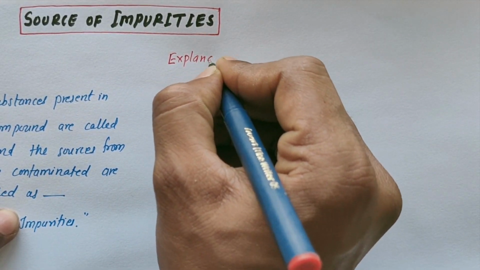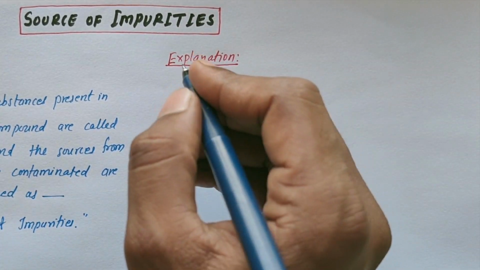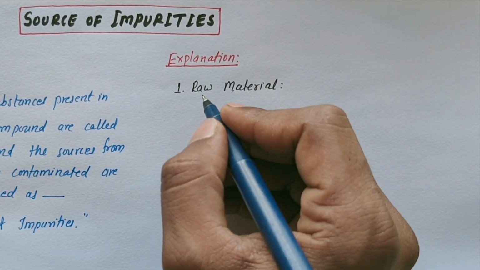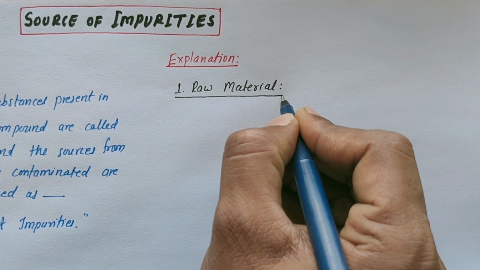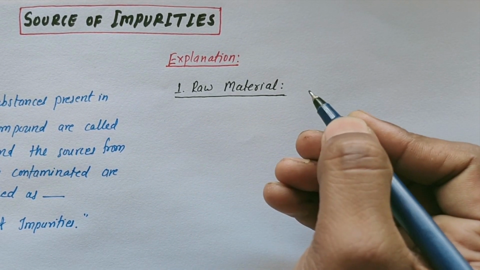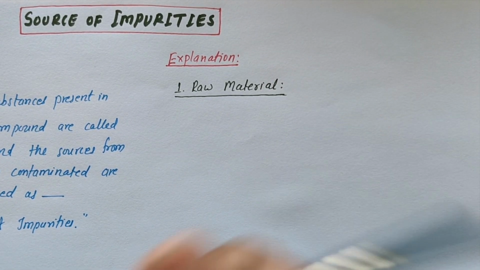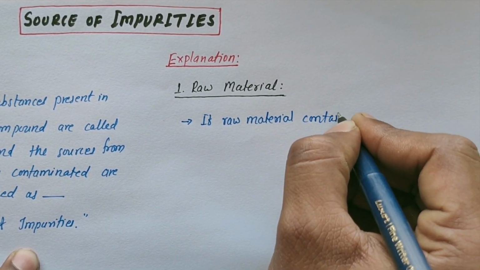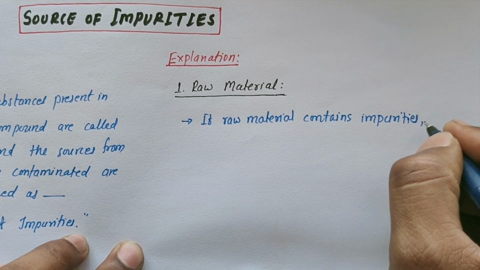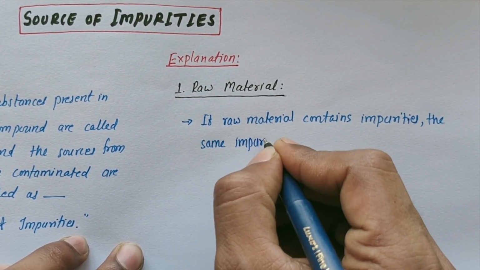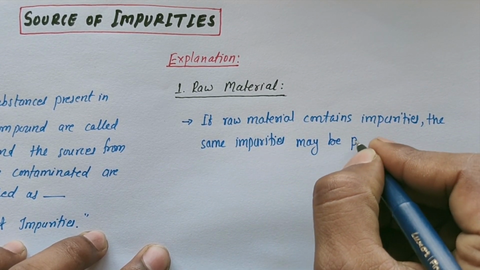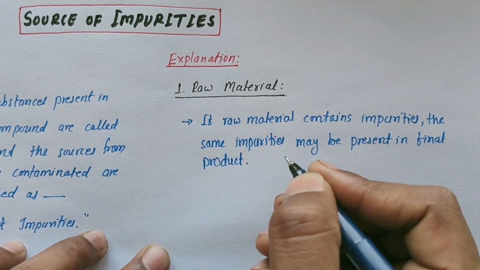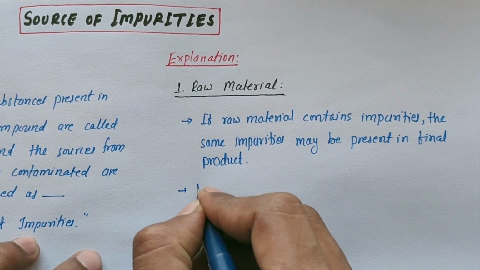The first point is raw material used in manufacturing process. As we know, the manufacturing of any pharmaceutical preparation starts with raw material. So if the raw material contains impurity, the final product will also have the same impurity. Are you getting it? If the starting material is impure, the same impurity will reach the final product.